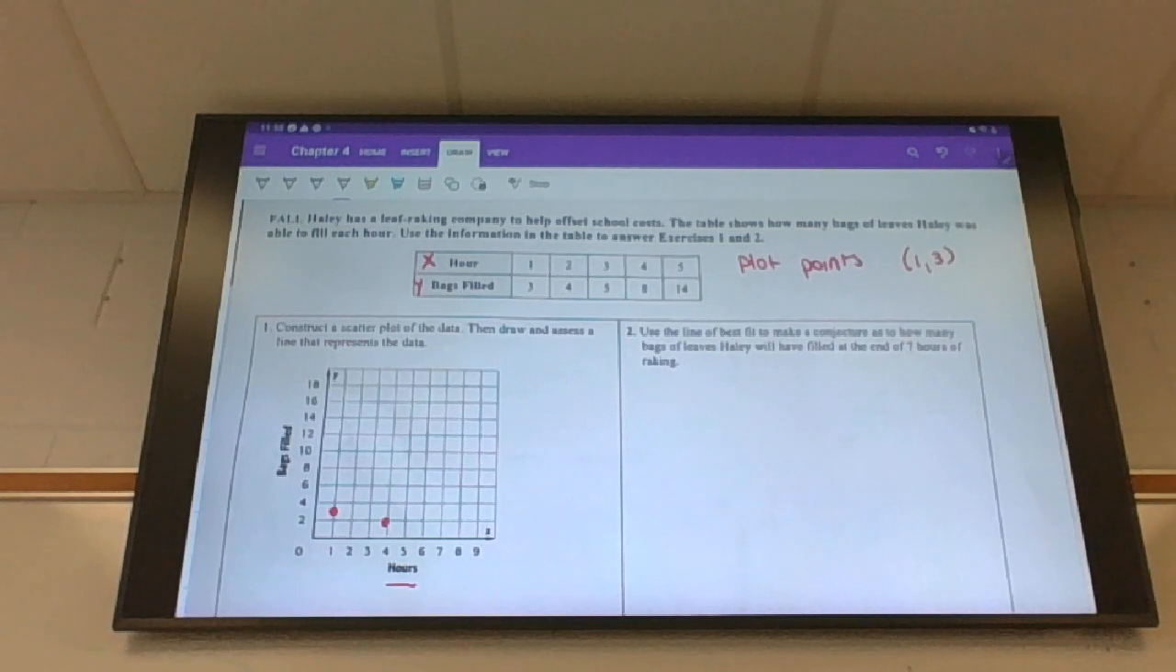5? Oh, I messed that up. 2 hours for 4 bags. 3 hours for 5 bags. 4 hours for 8 bags. 5 hours for 14 bags.